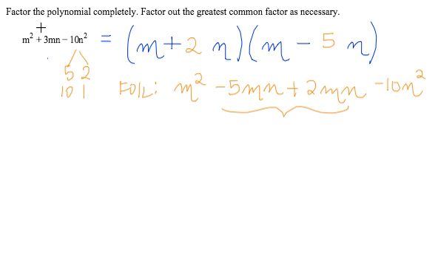and those two terms do in fact add to, oh, nope, I did that wrong, didn't I? Look, those add to negative 3mn. I want to get positive 3mn. So actually, I was wrong.